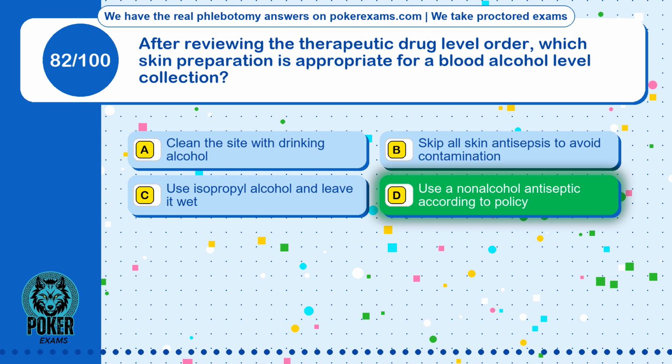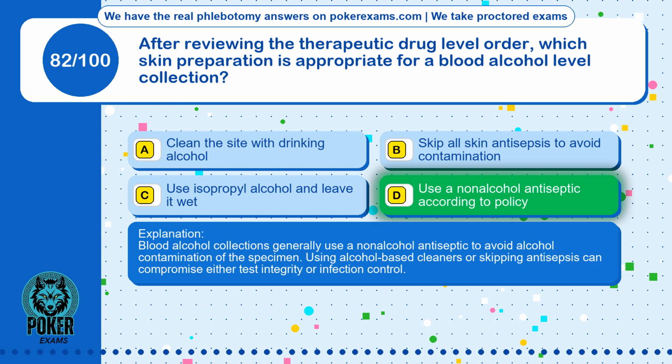The correct answer is option D. Use a non-alcohol antiseptic according to policy. Blood alcohol collections generally use a non-alcohol antiseptic to avoid alcohol contamination of the specimen. Using alcohol-based cleaners or skipping antisepsis can compromise either test integrity or infection control.